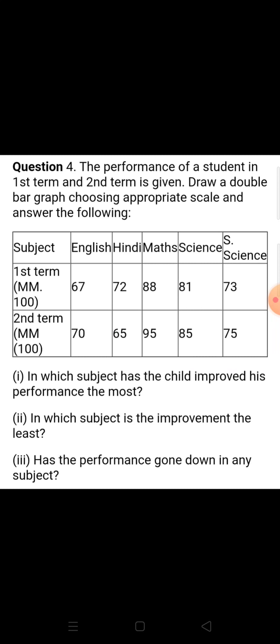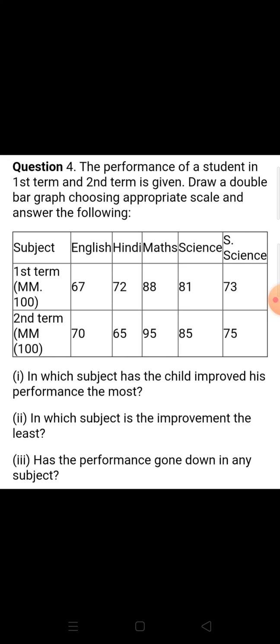So English marks, first term we got 67. So the green bar is till 67 and pink is till 70. So this is the bar graph of English, that is called a double bar graph. Now we give a space for the next subject. Next subject is Hindi. First term 72 and second term 65. So first term green we will make till 72 and pink till 65. So this is the bar graph of Hindi.